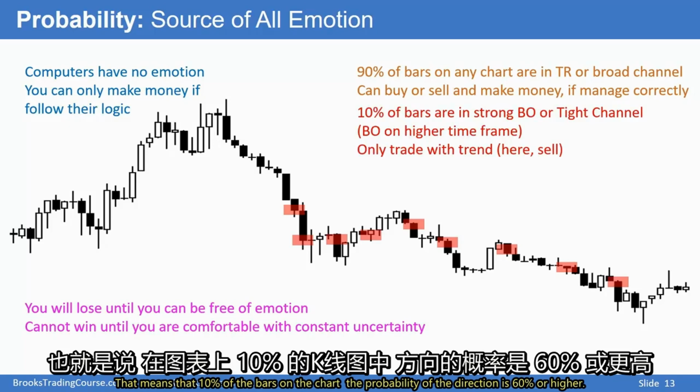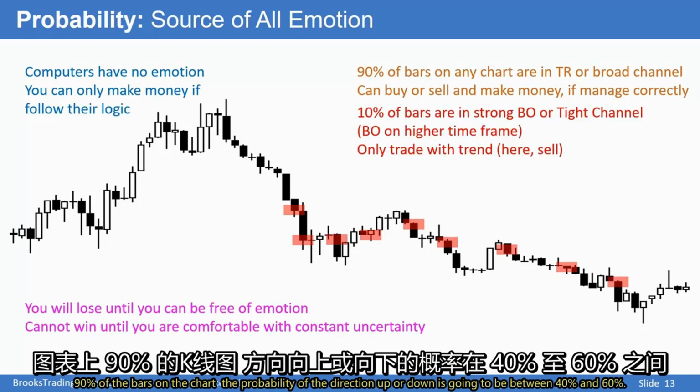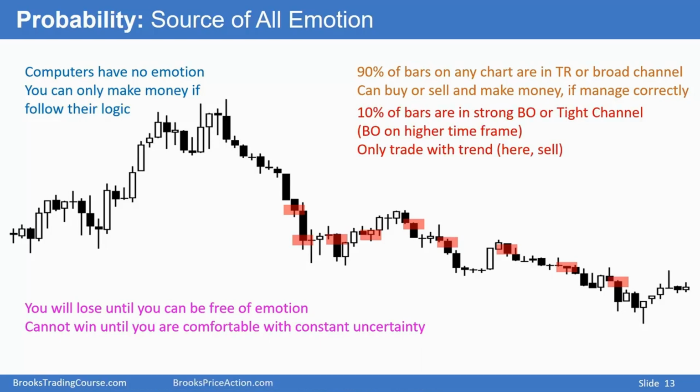That means that 10% of the bars on the chart, the probability of the direction is 60% or higher. 90% of the bars on the chart, the probability of the direction up or down is going to be between 40 and 60%.